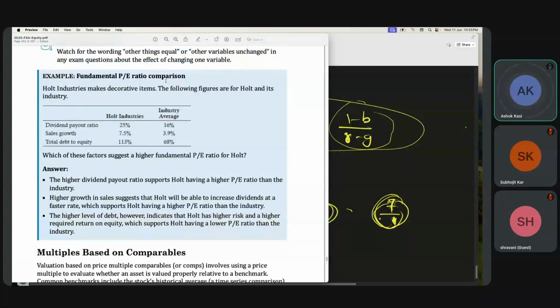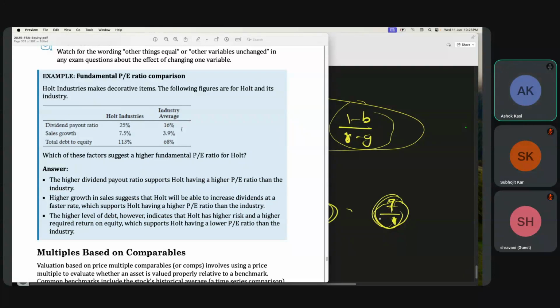Okay, you will not get this kind of theoretical question. This is just for your understanding. Holt Industries makes decorative items. The following figures are for Holt and its industry. Dividend payout ratio 25 versus 16, sales growth 7.5 versus 3.9, debt to equity 113 versus 68%.